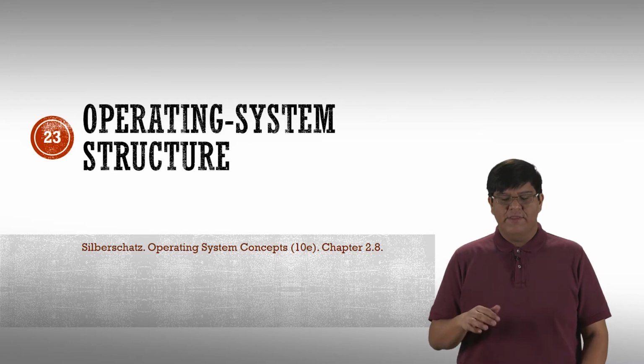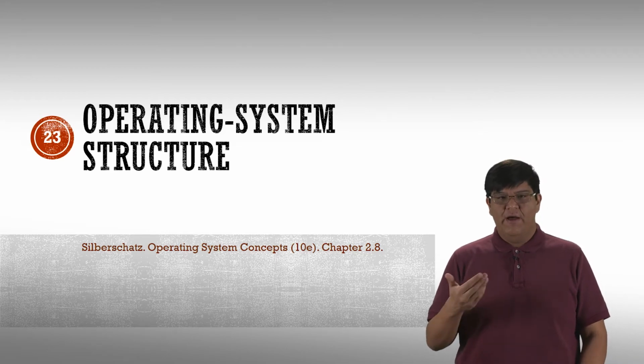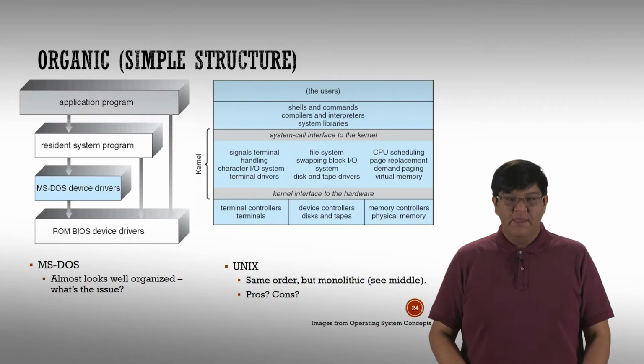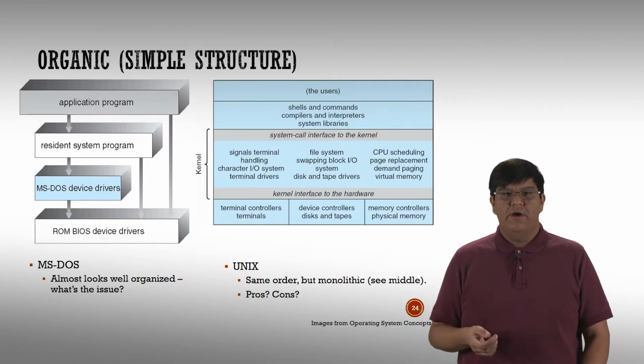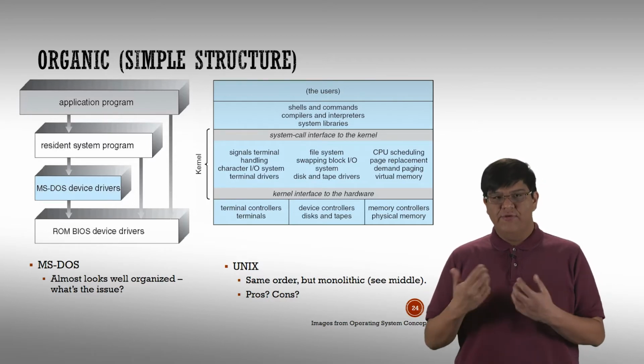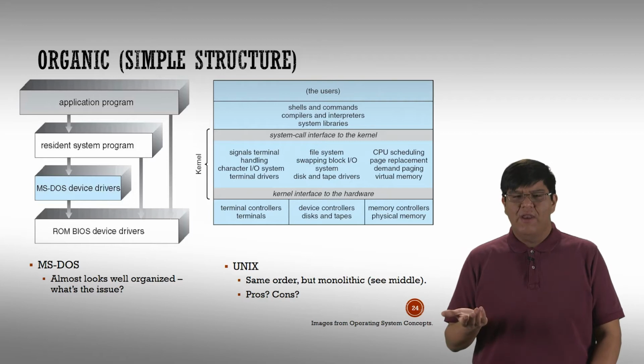So this section is going to be called operating system structure. Another very typical term would be architecture. Let's jump in and look at the simplest one. This is the structure, or the architecture. On the left I have DOS, on the right I have Unix. These are both what we call an organic or simple structure. Now, this is a little bit of a hand-wavy name.